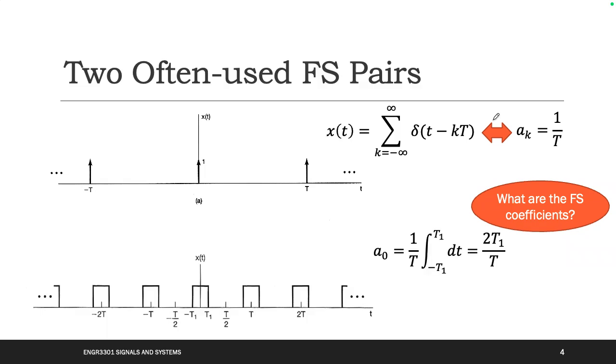Yeah, we know, like we talked about, for this one when k equals 0, A0 is 1/T. But for this one you need to calculate A0 and the other A_k separately, because for this one, this is the equation for A_k, but you cannot let k equal 0 in this equation. So A0 should be calculated separately, just using this equation.